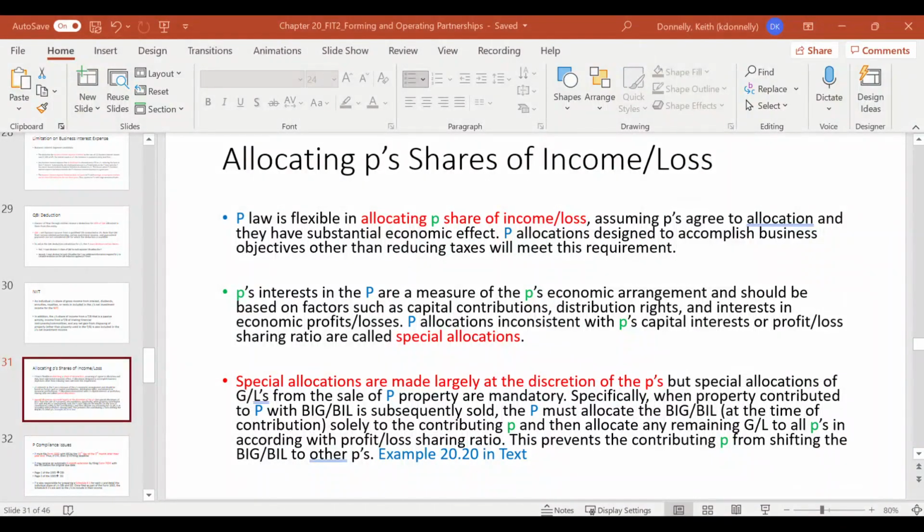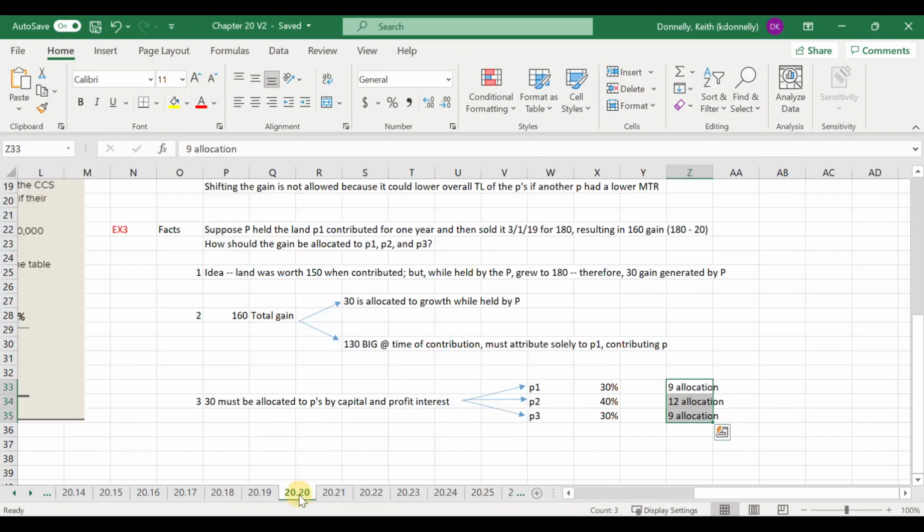So that's the idea. If I contribute something with a $50 built-in gain, if and when the partnership sells that thing, the gain first has to come to me. And you can't specially allocate this. At least the $50 of the gain, or any gain up to that, has to come to me. So let's look at 2020 here.